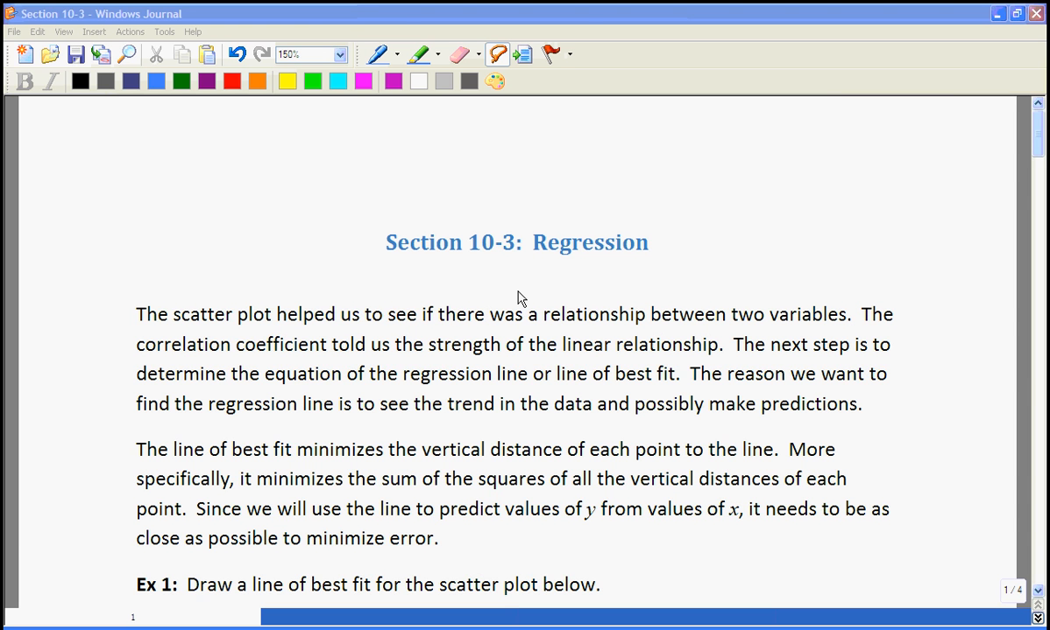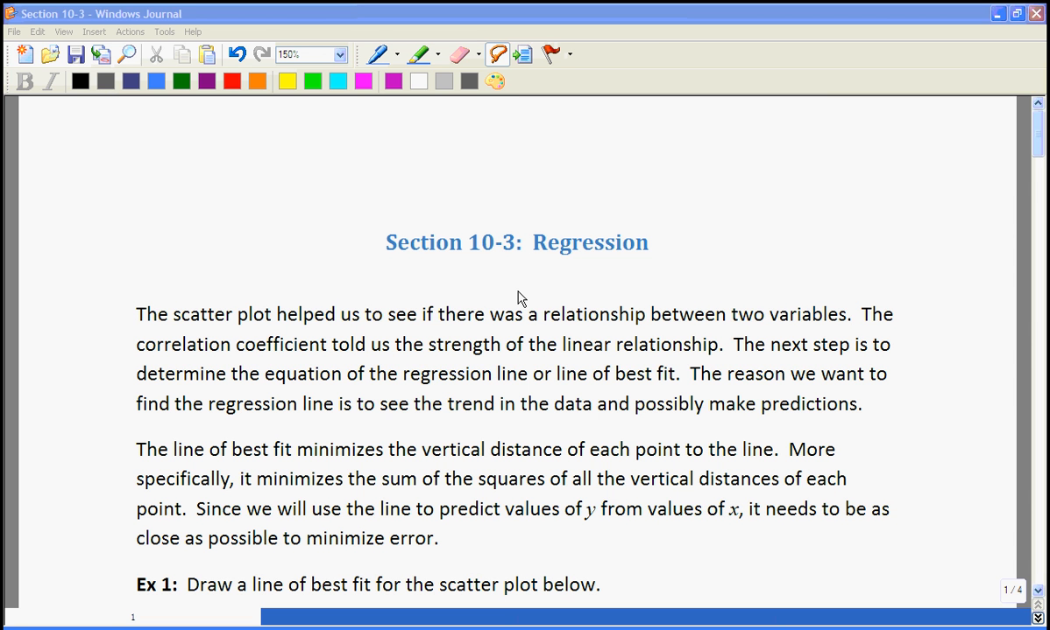Section 10.3 Regression. Previously, the scatter plot helped us to see if there was a relationship between two variables. Then the correlation coefficient told us the strength of the linear relationship. The next step is to determine the equation of the regression line, or line of best fit. And the reason we want to find the regression line is to see the specific trend in the data.